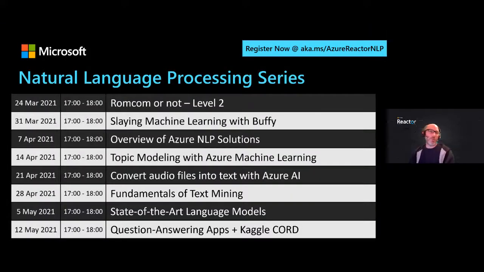Like I said, this is part of a bigger series. So we ran one last week on Rom-Com or Not, talking about natural language processing, trying to understand the difference in genres between different films. So that is recorded and that will be available on demand. This one is about machine learning generation.